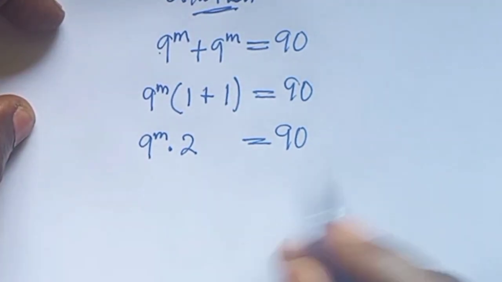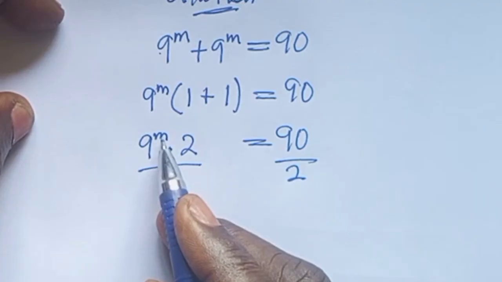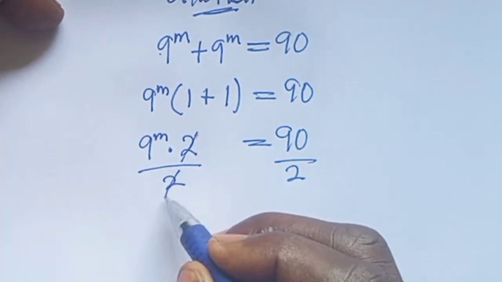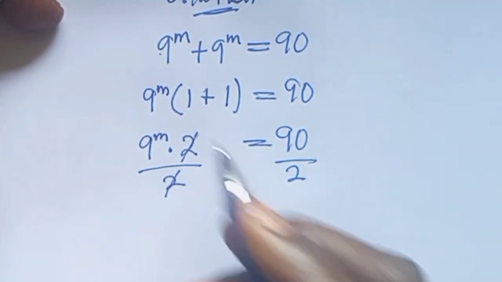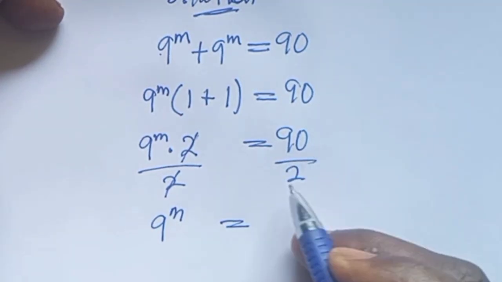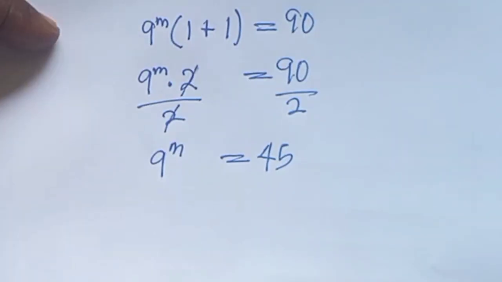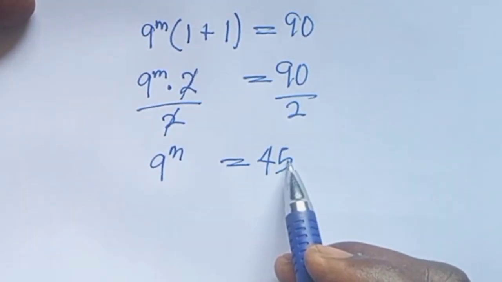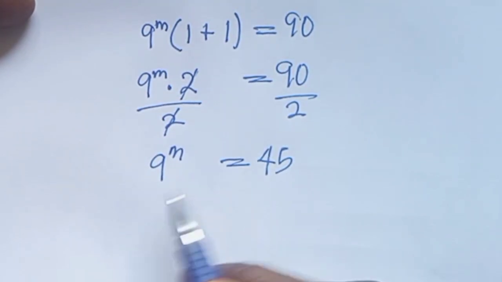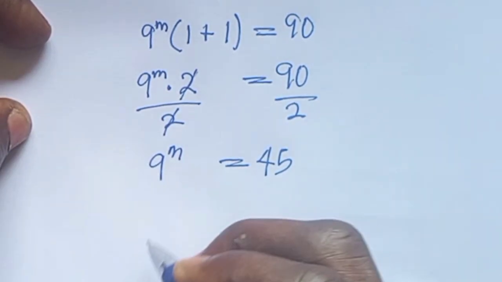And again, what we'll do here is to divide both sides by 2, the coefficient of 9 to the power of m. So when 2 divides 2, what is left is 9 to the power of m, and this is equal to 90 divided by 2, that is 45. And here, if we write 45 in an index form, we're not going to have base of 9. So the best thing to do is to apply the log to base 10 on both sides.